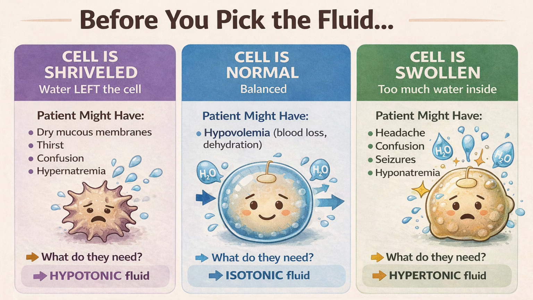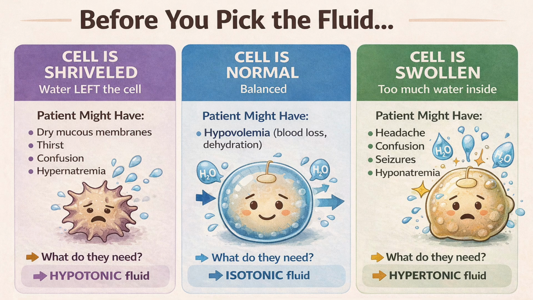Let's start at the left. If the cell is already shriveled up, the patient's cells don't have enough water. The patient might also have dry mucous membranes. They might be very thirsty, be confused, or you test some labs and they're showing high levels of sodium. You have to think about what those shriveled up cells will need. So what sort of IV fluid would you give to a little shriveled up cell? You would give hypotonic fluid because a hypotonic solution would move water into the cell and provide the water that little shriveled up cell needs.